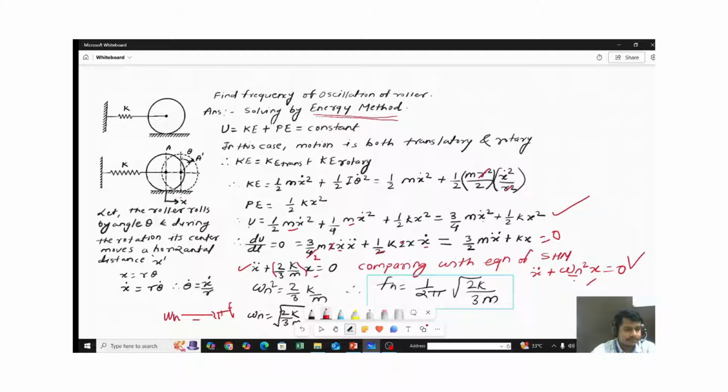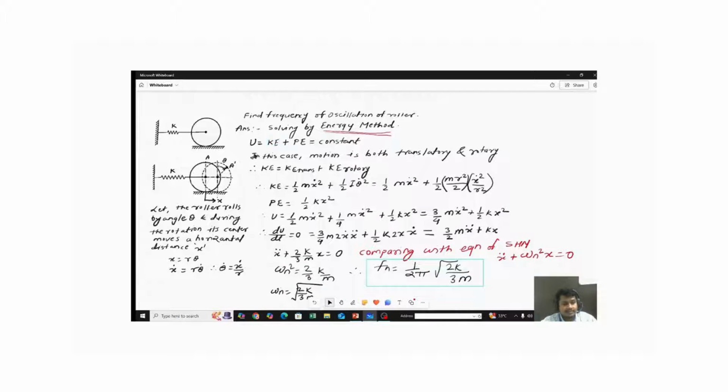Also during that, the roller has covered x distance horizontally. So whenever the roller rolls through angle theta, it will cover x distance. If you want to relate this x and theta, we can relate like this: x is equal to r theta. This is related to arc is equal to radius into angle. Similarly, x is equal to r theta. In that way we can relate. For this system we have to find out the frequency of oscillation of the roller.